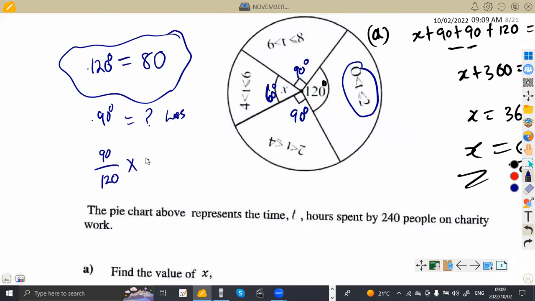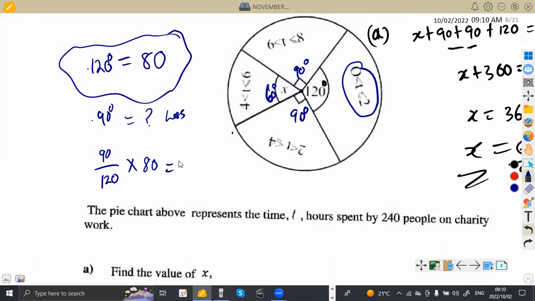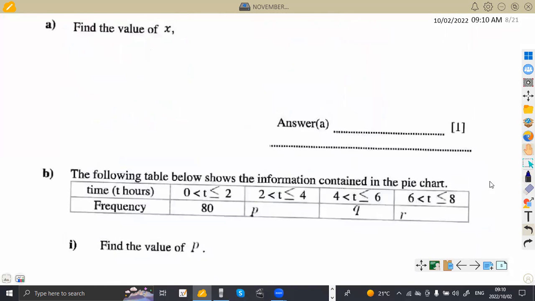120 multiplied by what? By 80. We can have this one. So it's 90 over 120 by 80. Remember, we're multiplying by 80, which is going to give us 60. So here we've got 60 people. So if there are 60 here, it means also here it's 60 because this is 90, 90. All right, so we have got 60 there on P. So this P here is going to be 60.